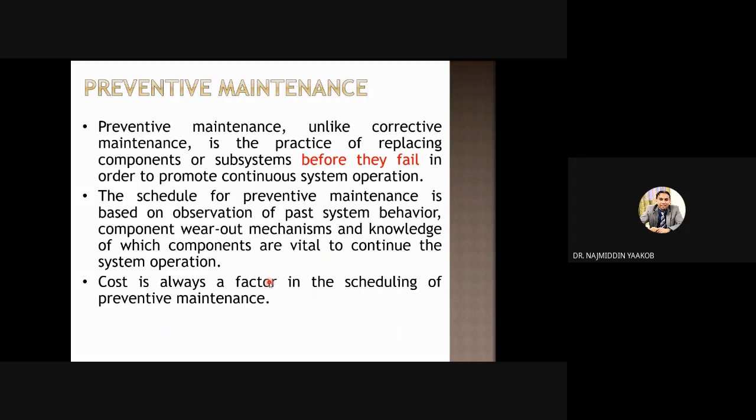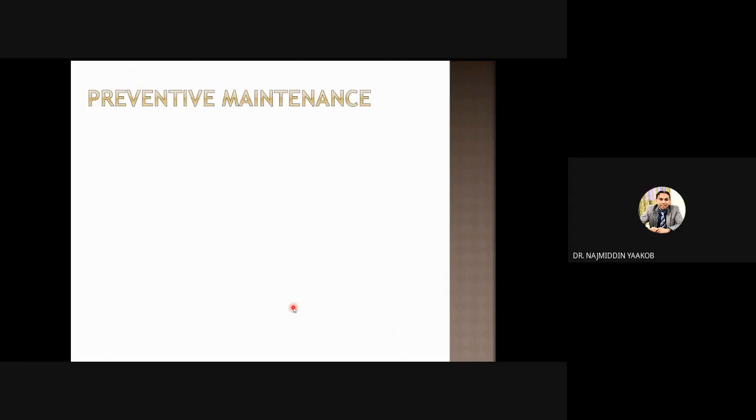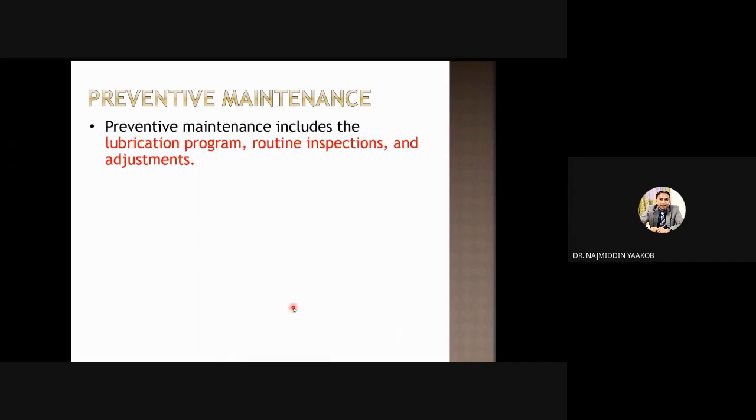And of course, cost is always a factor in doing this preventive maintenance. You need to replace something that has not failed, that is not broken yet. Preventive maintenance is similar to your lubrication program. For example, with your car, you do your preventive maintenance every 3 months or every 6 months to replace your lubrication oil. This is to make sure that your engine runs smoothly. Even though it is a bit expensive, it will lead to a smooth running of your engine.